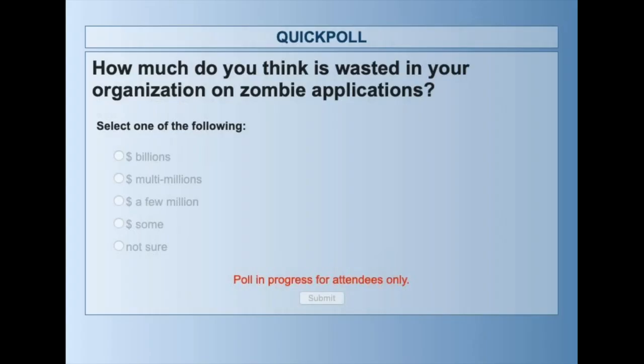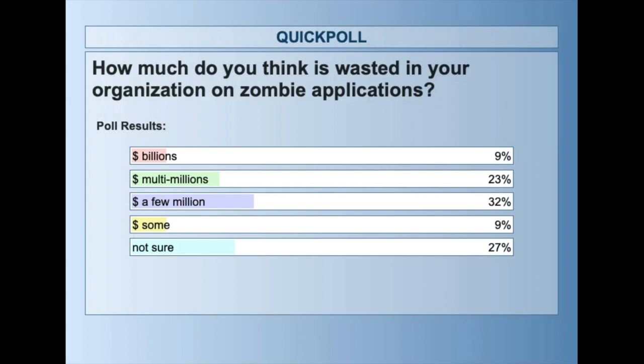Okay, how much time do you think is wasted in your organization on zombie applications, or how much money rather is wasted on zombie applications? We see a wide range here depending on the size of the company and how many legacy applications they have. Looks like we're coming in... Wow. There are a couple of billions. That's interesting.